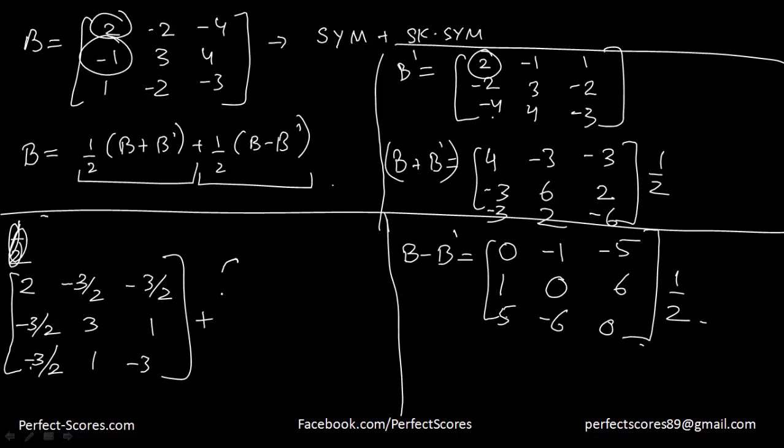Then what I'm going to do is add this to this matrix here, which has 0, -1 by 2, and I have -5 by 2. Then I have 1 by 2. Then I have 0. Then I have 3. Then I have 5 by 2. Then I have -6 by 2 is -3.